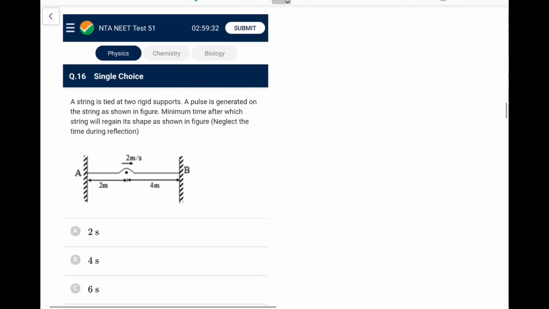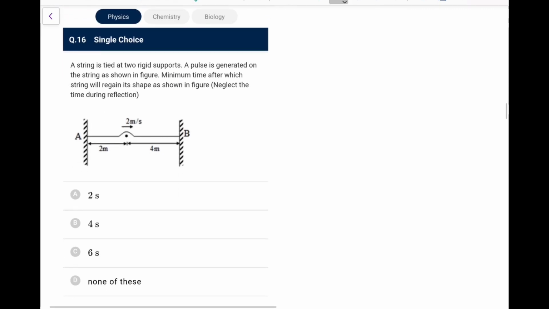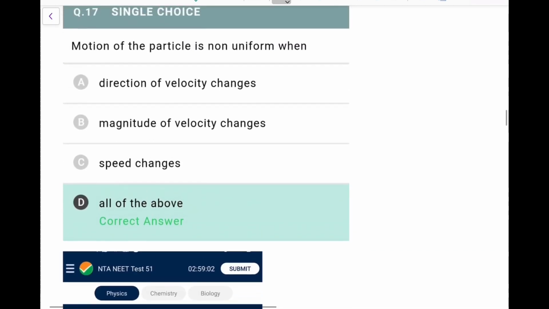Now question number 16. A string is tied at two supports. A pulse is generated on the string as shown in the figure. Minimum time after which the string will again regain its shape. It's a very good question. After the first collision it will become inverted, so it won't regain. After the second collision it will get inverted again, because when it is reflected from a rigid end, a 180 degree phase change occurs. So the shape will reoccur after it completes the complete round. Complete round means 4 and 4 is 8, 2 and 2 is 4, total 12 meters, divided by 2, so it will regain the shape after 6 seconds. If you are thorough in the concepts, it's not a tough one.